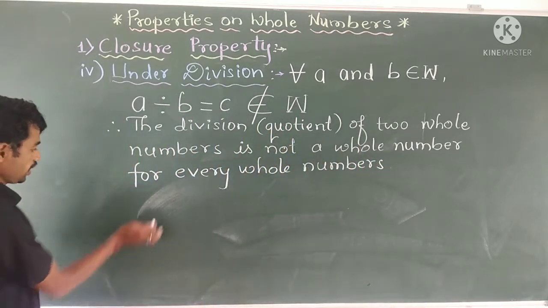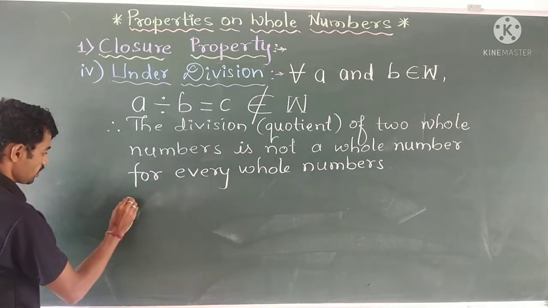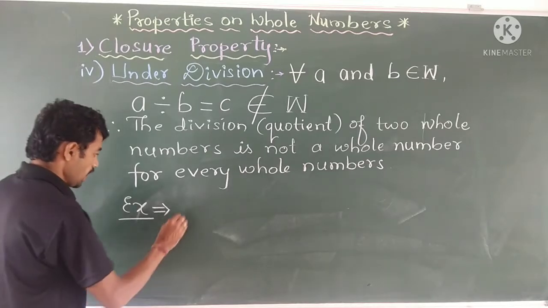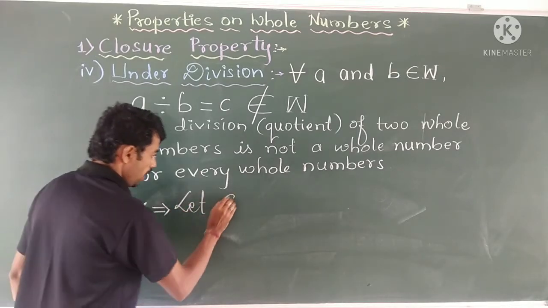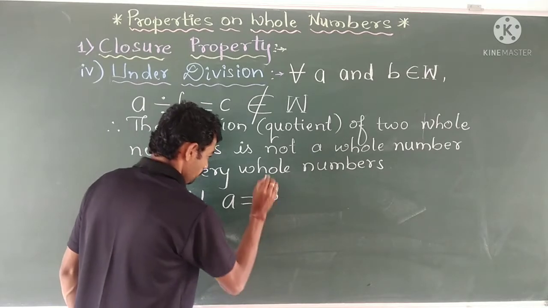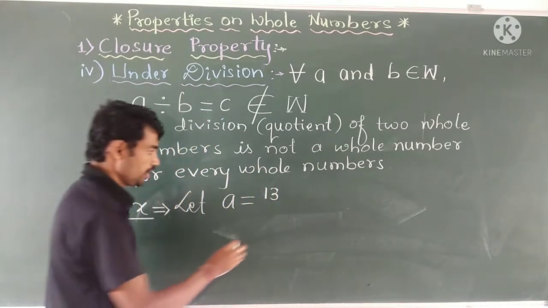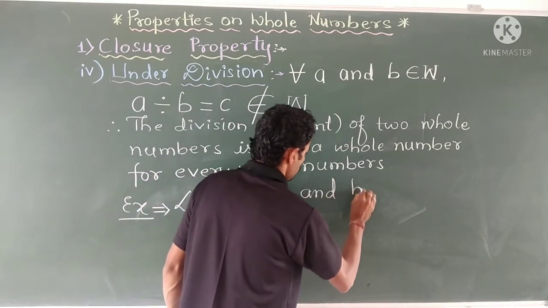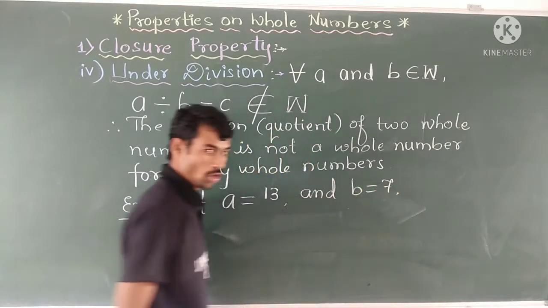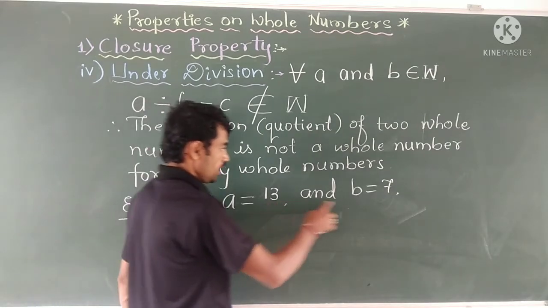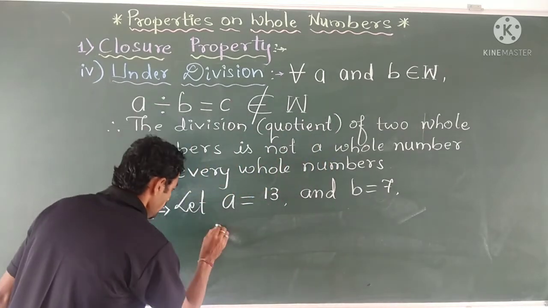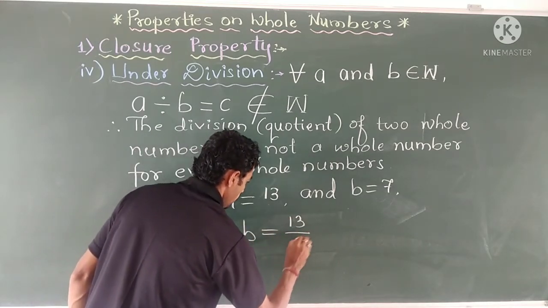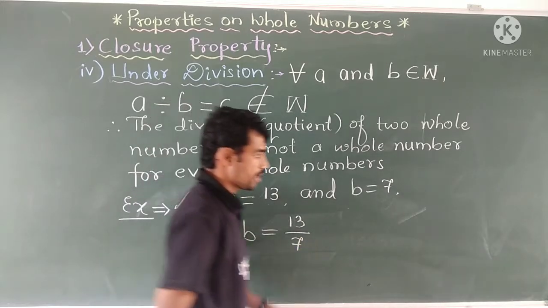So we can take one example. Let A be 13. A is 13. Is it a whole number? Yes. And B is equal to 7. So A divided by B is equal to 13 divided by 7. So 13 by 7 you do.